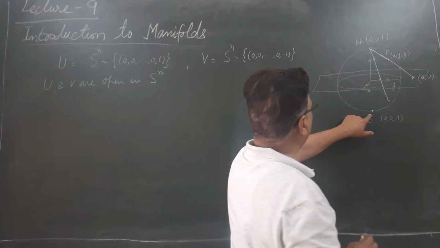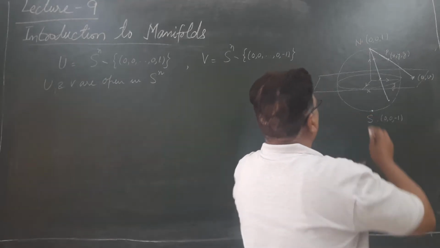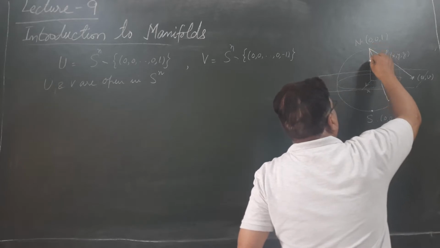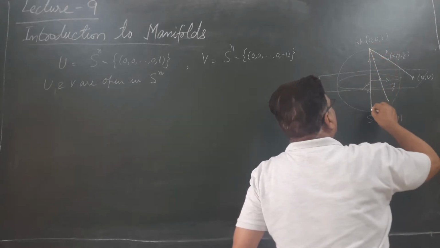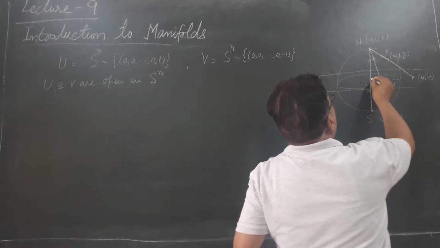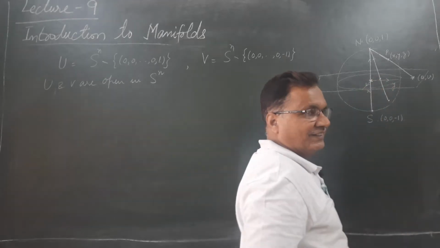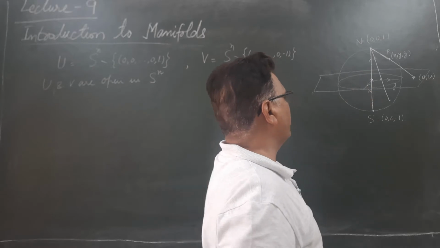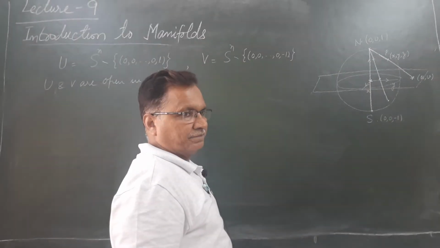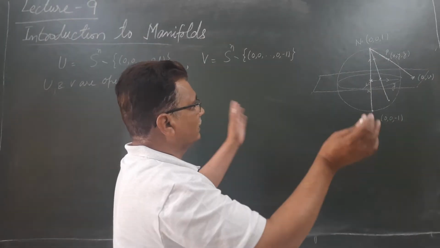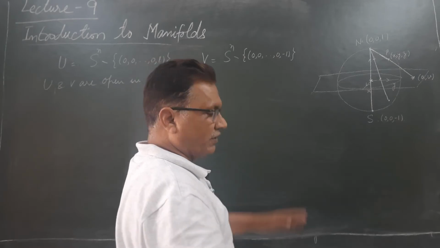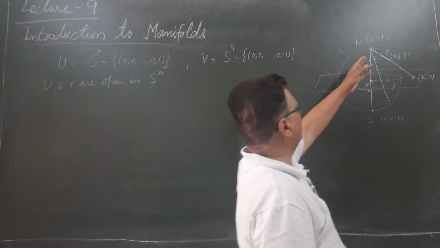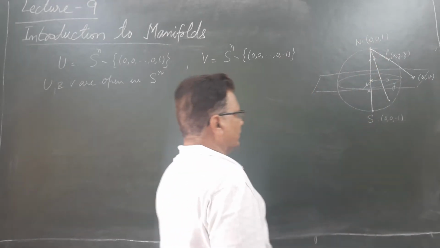So the image of the south pole. So you join south pole with the north pole like this. It will intersect at the origin here. Yes. So the image of the south pole under this mapping is the origin. So this way you can project all points of the sphere onto the xy plane. Okay, north pole is not there, so we don't care about it.